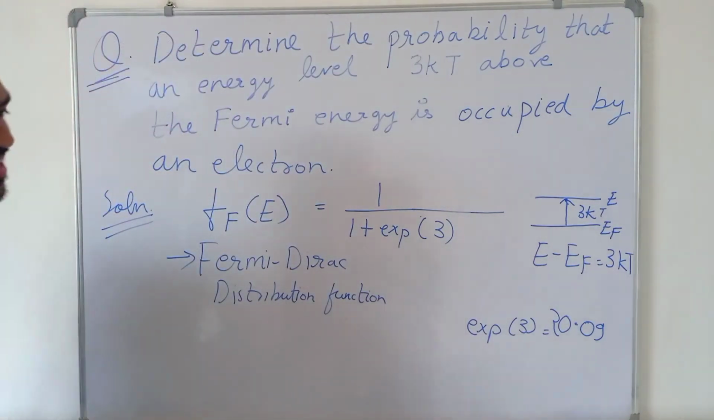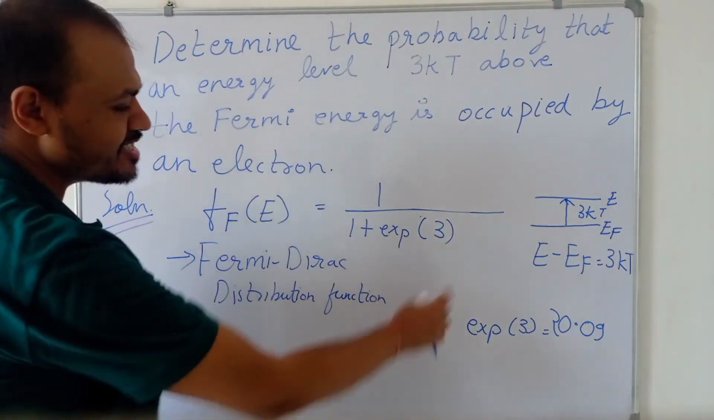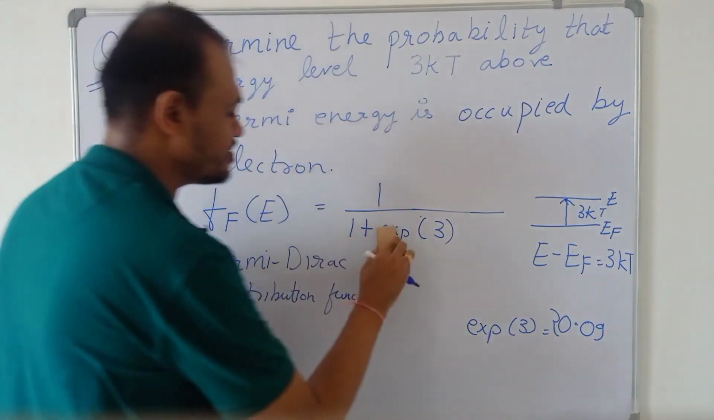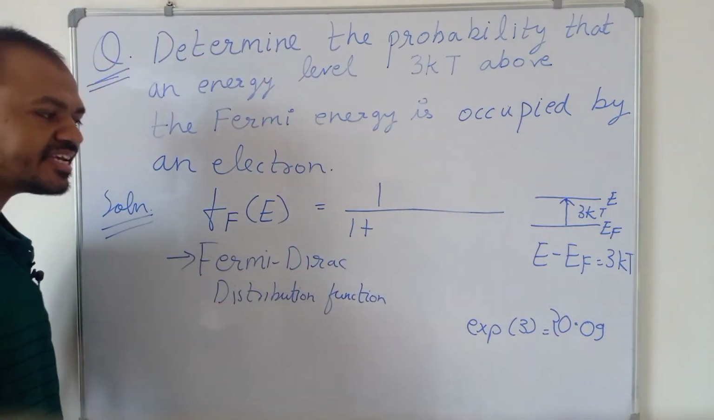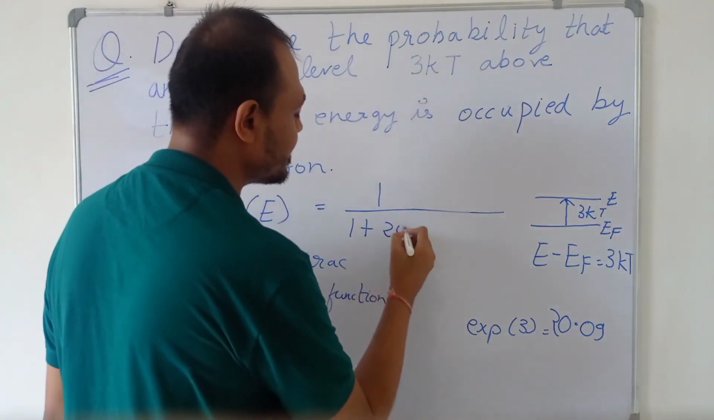Like 10 to the power 2 is 100, exponential to the power 3 is 20.09. So we can write here 20.09.